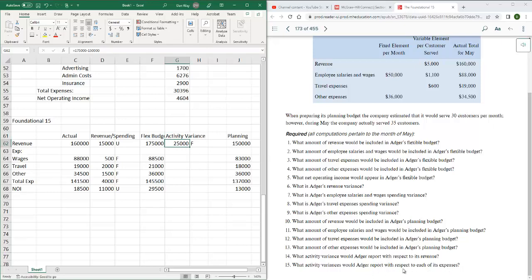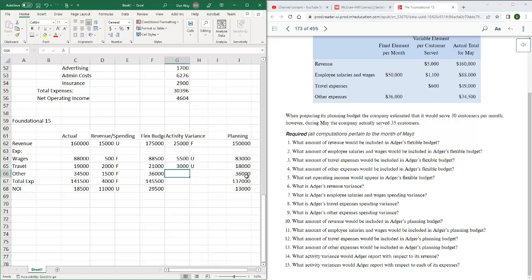Oh yeah, and then it wanted, for each of its expenses for 15, so let's fill in these here. So wages, 88,500 minus 83,000. It's a difference of 5,500. Flex is greater than planning. It's an expense, so that's unfavorable. But again, this just comes about because of that difference in activity. We served more customers than expected, so we'd expect expenses to be higher or greater. Travel, $21,000 minus $18,000 is our $3,000 difference. Again, unfavorable.